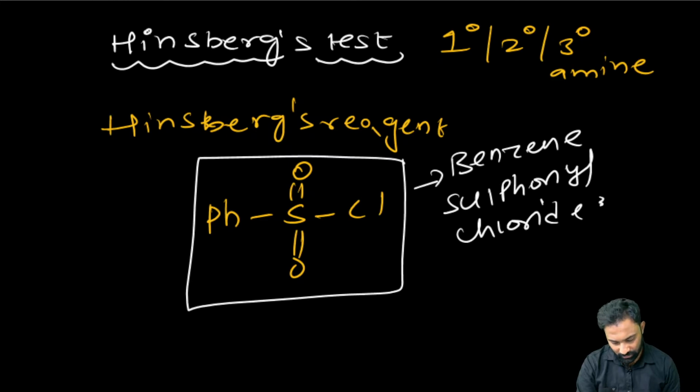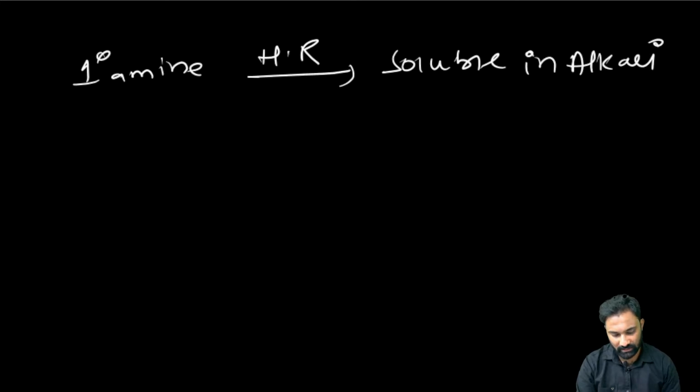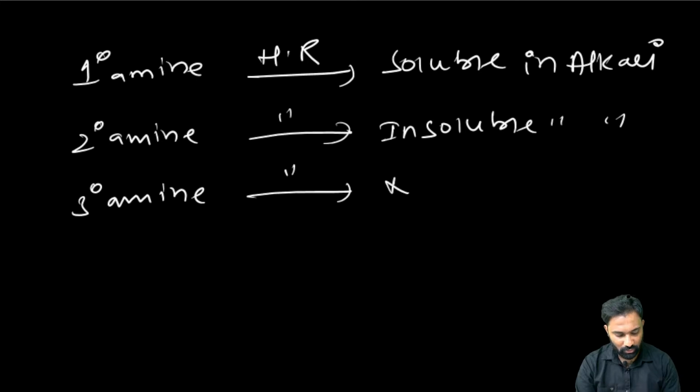Benzene sulfonyl chloride. Now in this benzene sulfonyl chloride, 1 degree amine upon the Hinsberg reagent is soluble in alkali. It will react and it will be soluble in the alkali. And 2 degree amine upon the Hinsberg reagent is insoluble in the alkali. Now 3 degree amine upon the Hinsberg reagent, no reaction.